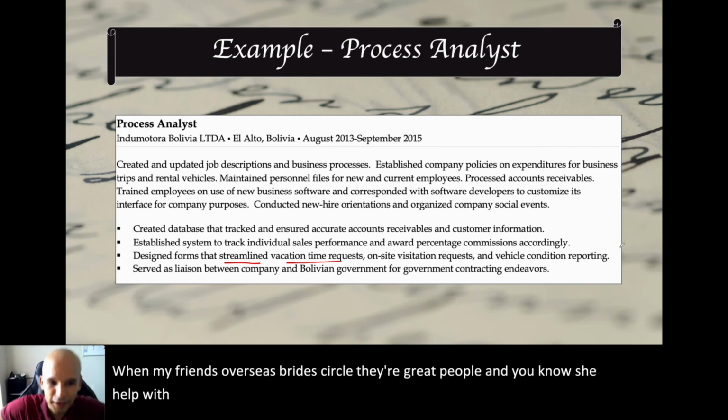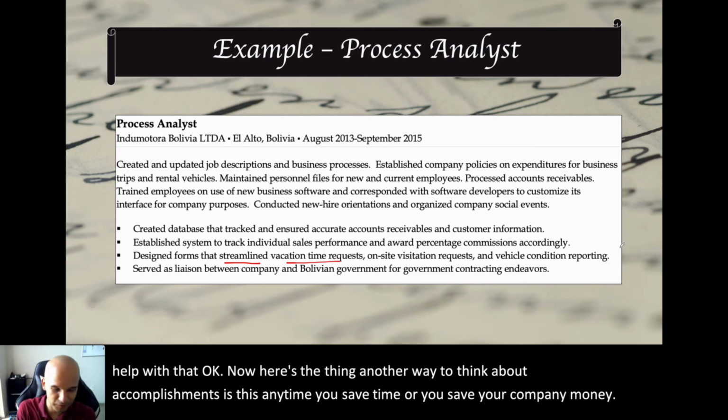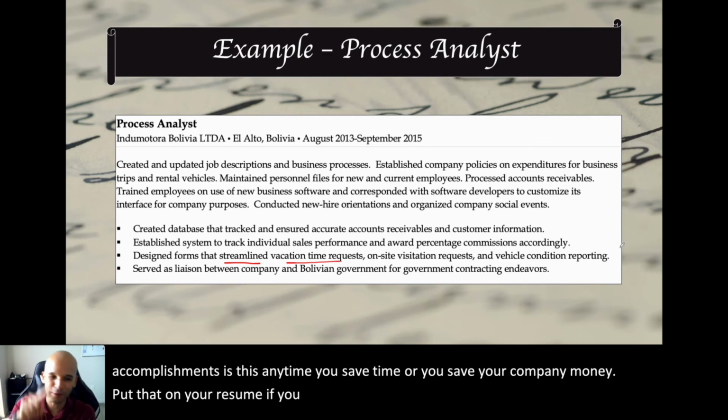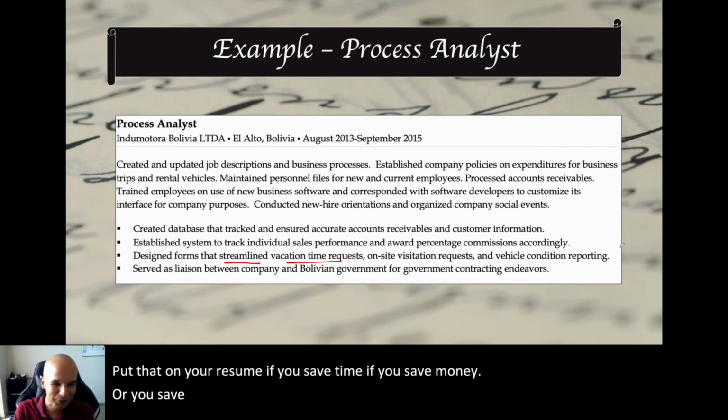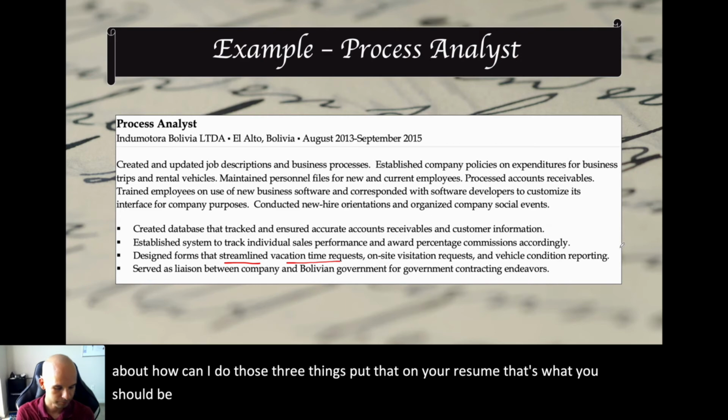Now, here's the thing. Another way to think about accomplishments is this. Anytime you save time or you save your company money, put that on your resume. If you save time, if you save money, or you save energy, put that on your resume. You should always be thinking about how can I do those three things? Put that on your resume, okay? That's what you should be thinking when you work anywhere.